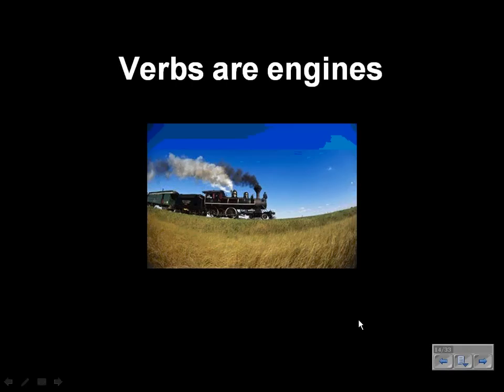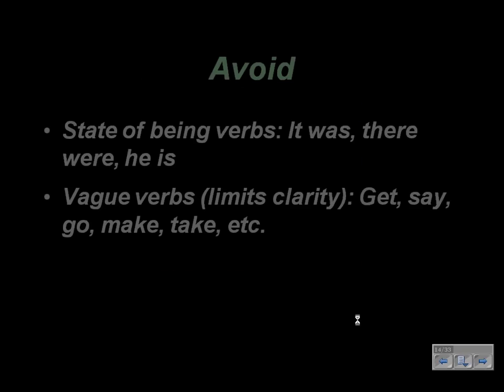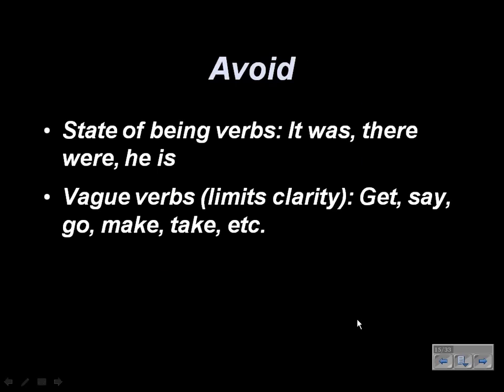Let's move on to verbs. Verbs are engines. Avoid state of being verbs. It was, there were, he is. You have a lot of those. Probably can add some action. Vague verbs limit clarity. Those are like get, say, go, make, take. They have many connotations. And you actually want to get more precise.